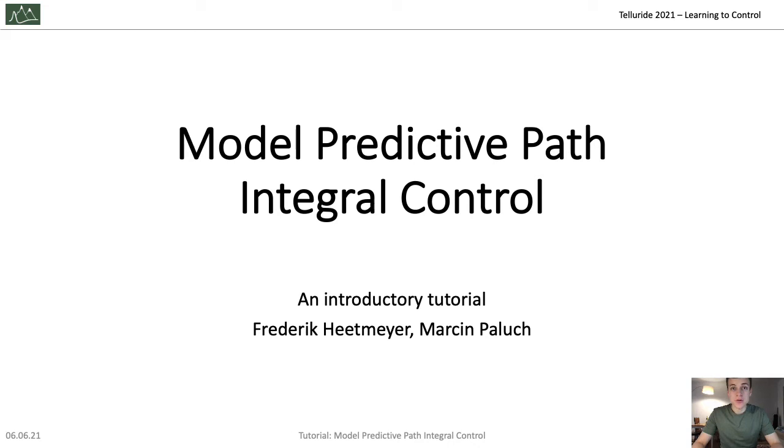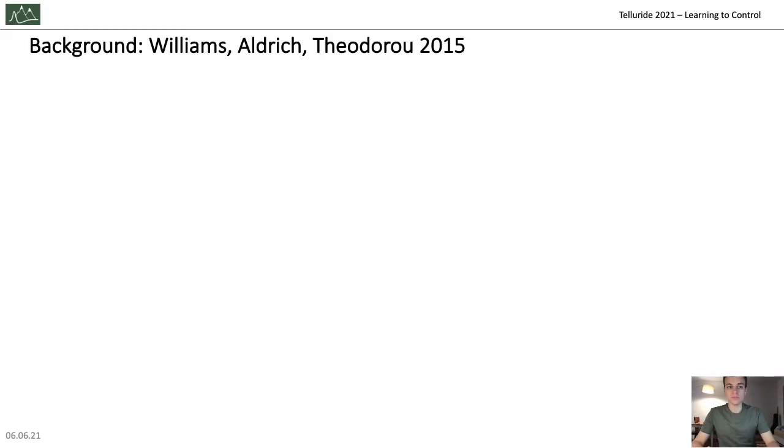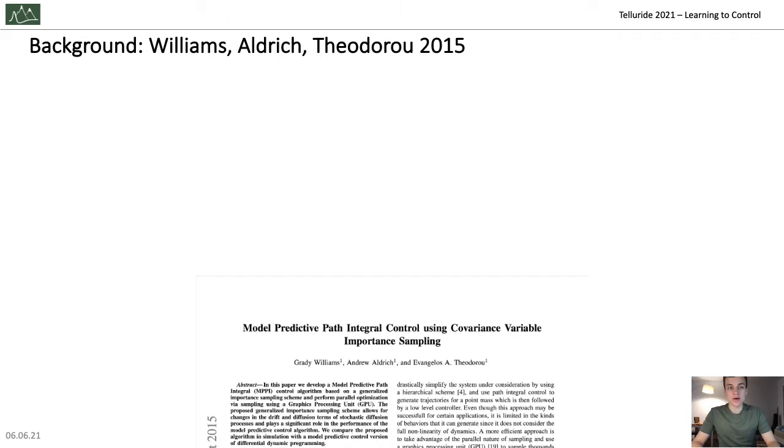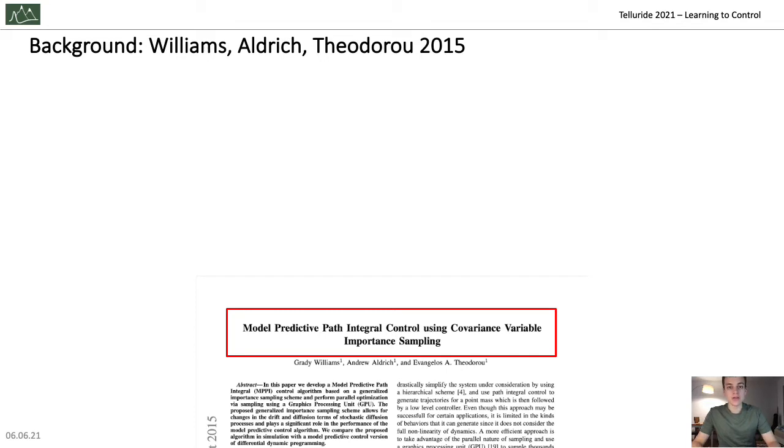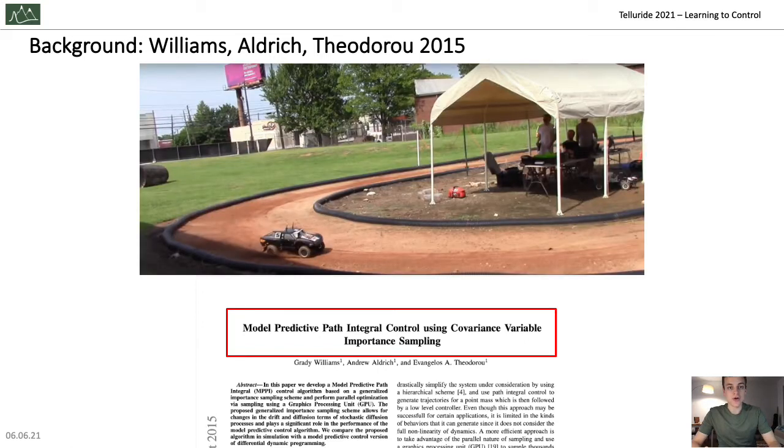This is the tutorial on Model Predictive Path Integral Control. The method of Model Predictive Path Integral Control, or MPPI for short, was first presented in a 2015 publication titled Model Predictive Path Integral Control using covariance variable importance sampling, so you can check it up if you'd like to. And we'll consider the application case of an RC race car driving around a sand track.